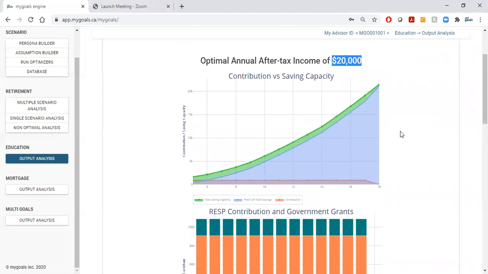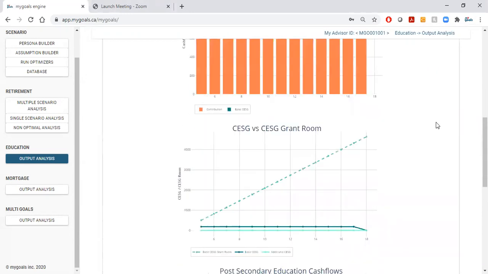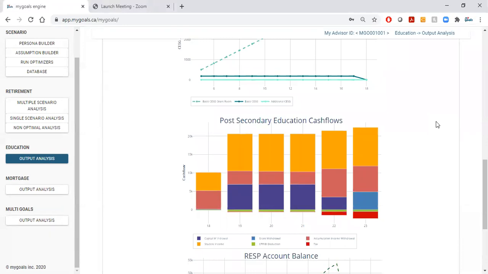This graph would represent the capacity to save over time and the contribution towards RESP. So this is the entire savings capacity. This is the contribution made. The blue would represent contribution or savings capacity going to your other goals. This would be the withdrawals from savings to education.